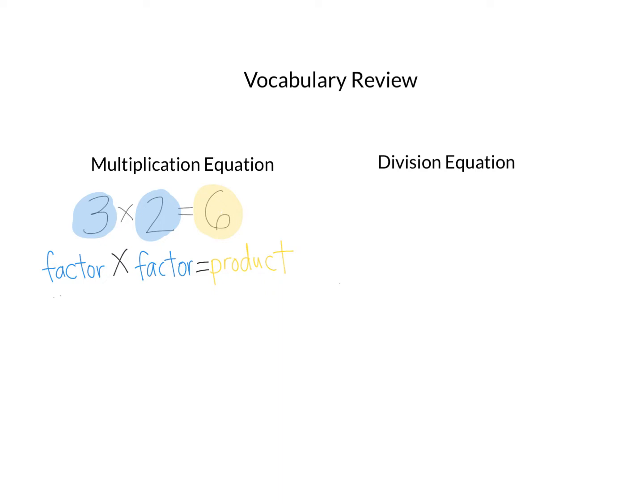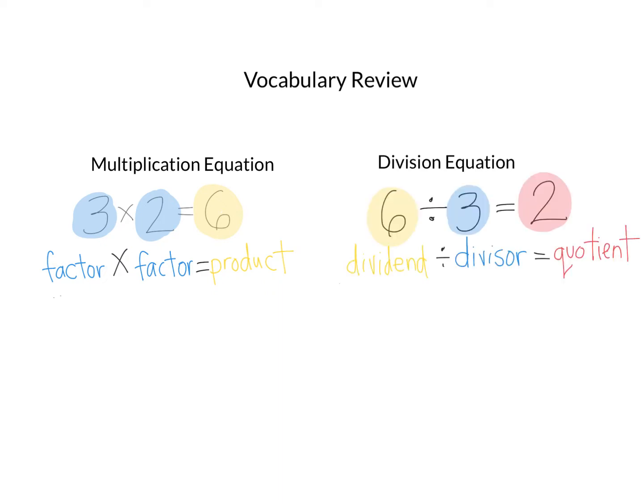So for multiplication, we have two factors that make a product. So in this example, the 3 and the 2 are our factors, and when they are multiplied together, they make a product, which is our answer. And in this example, the product is 6.